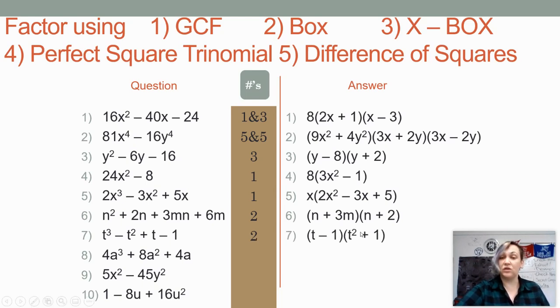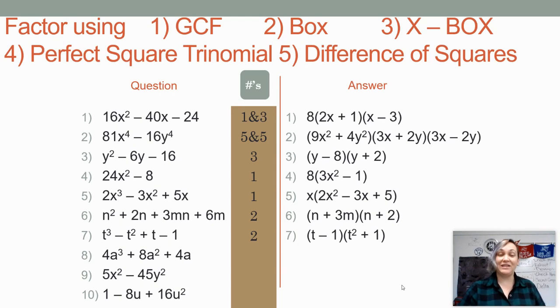Now, number 7 is a little bit tricky, so we have this second parentheses. It's t squared plus 1. That can almost be a difference of squares. So after you factor, if you still have an exponent on your variable in your parentheses, you should keep trying to factor. Anytime that there's an exponent on your variable, it's possible that it could factor again. So you want to just keep double checking until you're confident that you can't factor anymore.